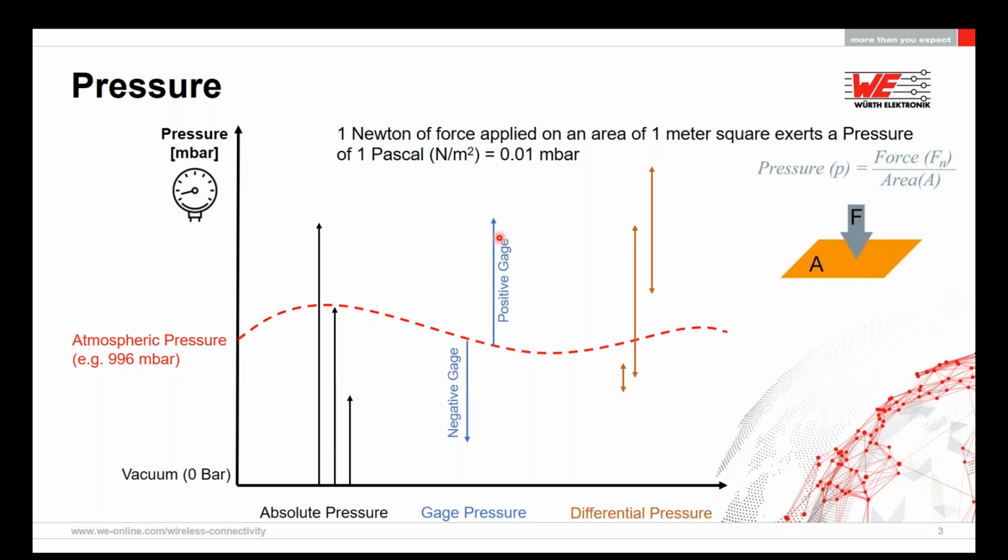The last one is the differential pressure. The differential pressure is nothing but the pressure difference between 2 points. So basically a negative or a positive gauge pressure can also be considered as a differential pressure.